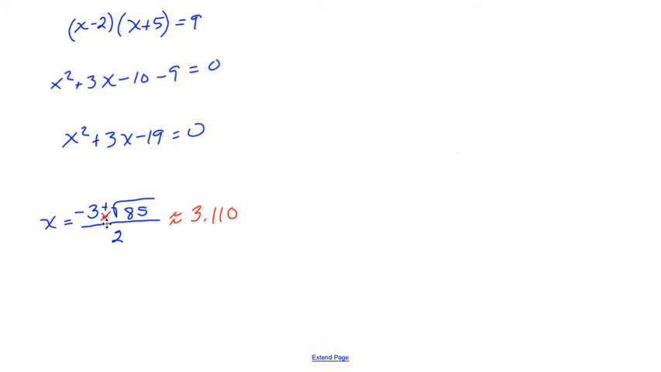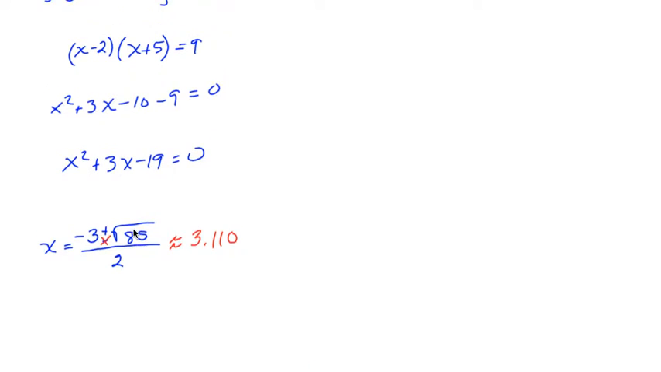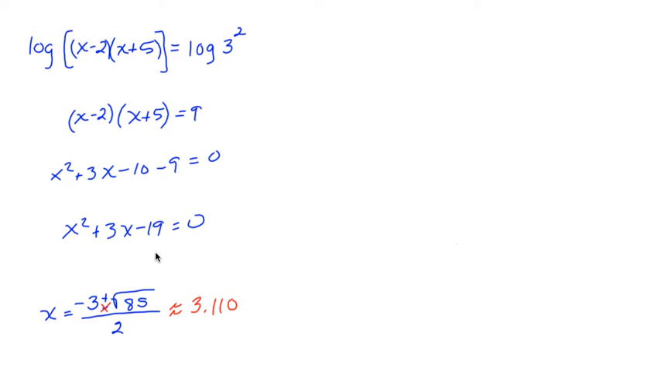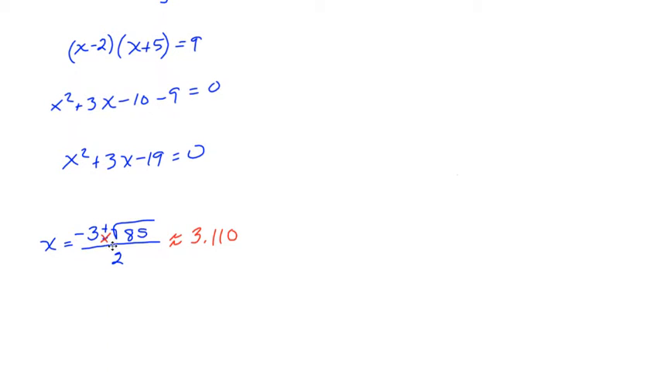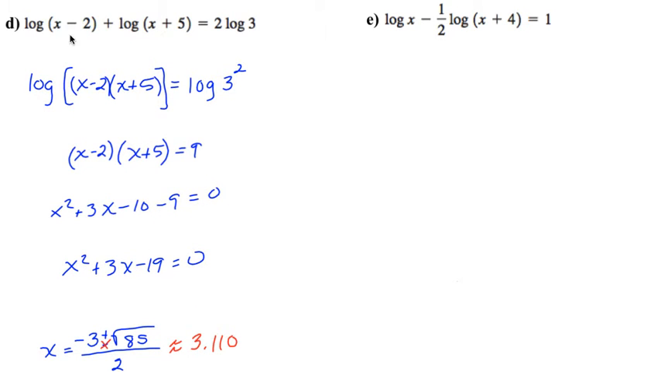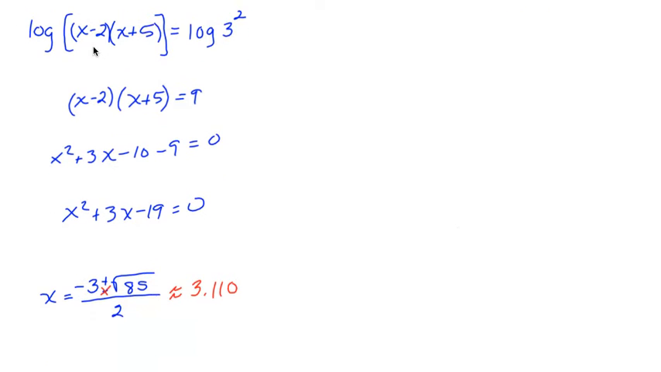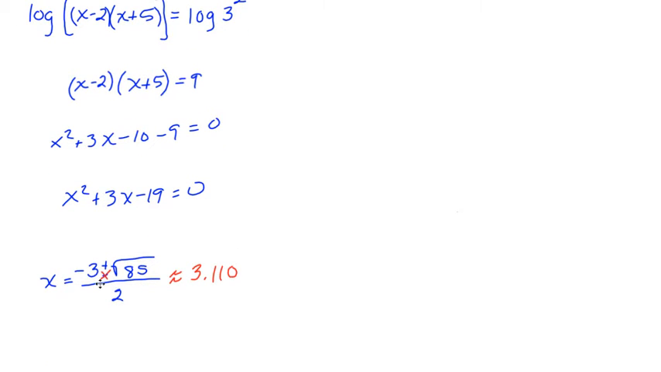But if you use the negative value, remember we had a couple of rules back in a previous chapter that said you can't take the log of a negative number. That does not exist. And if you use the negative value here of negative square root of 85, that actually gives us a negative log value, and that can't happen. So we need to throw that one out.